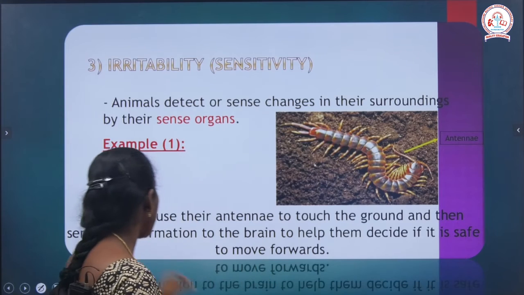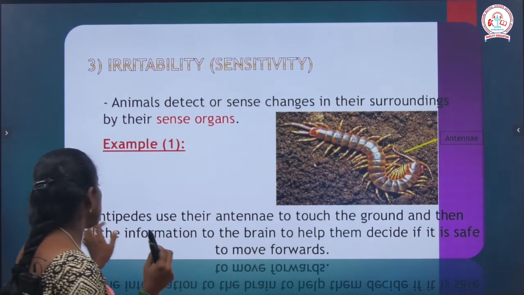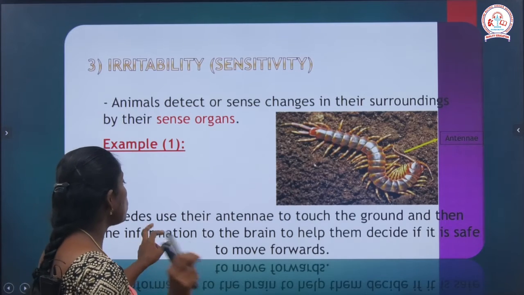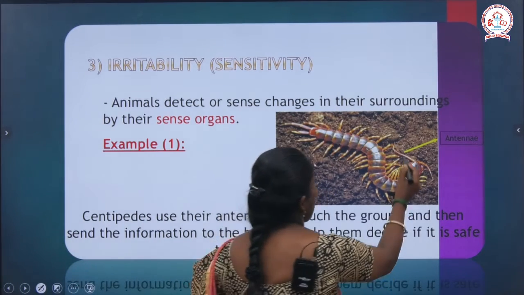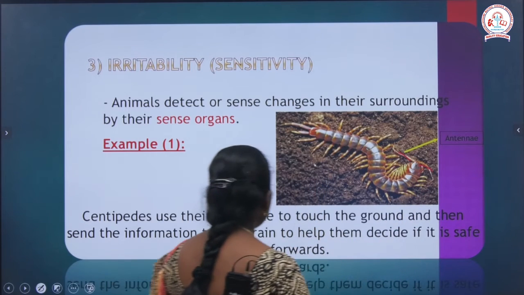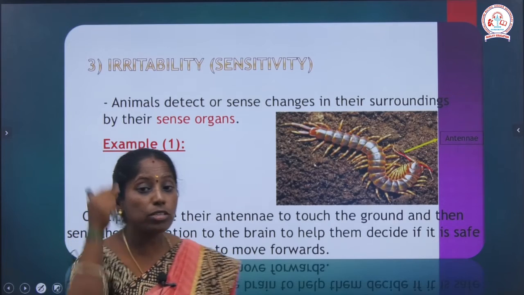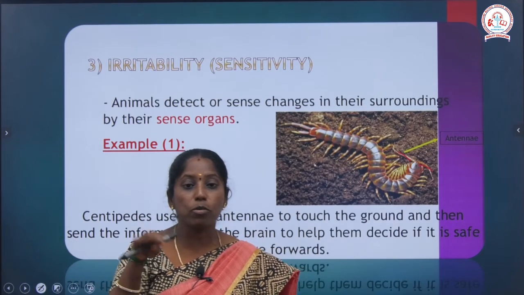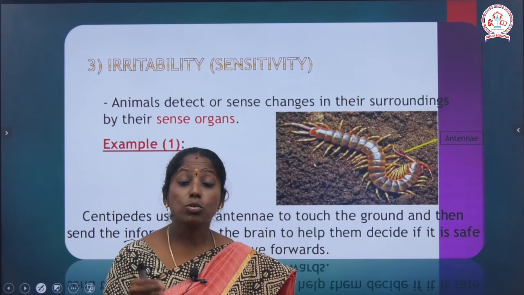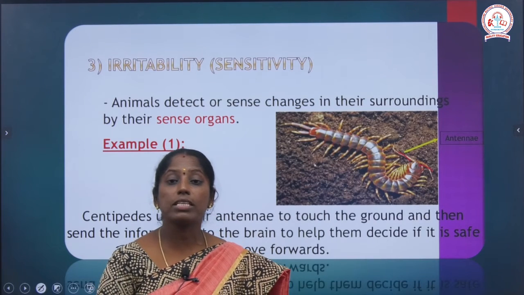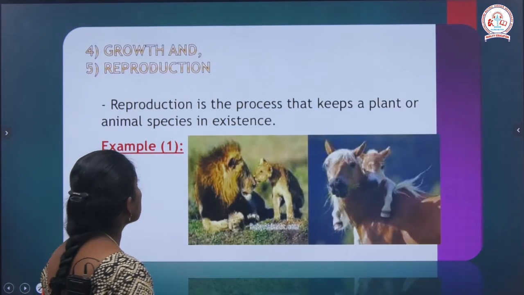Even we can see centipedes. Centipedes use their antennae, the two in the front, which we call antennae. These antennae touch the ground. Suddenly, what happens? They send the image to the brain. The brain decides, oh, suppose this place is not good, this is not the safest place. So even insects have the sense. That's why it is given in the picture. Okay, the next one, what is that?